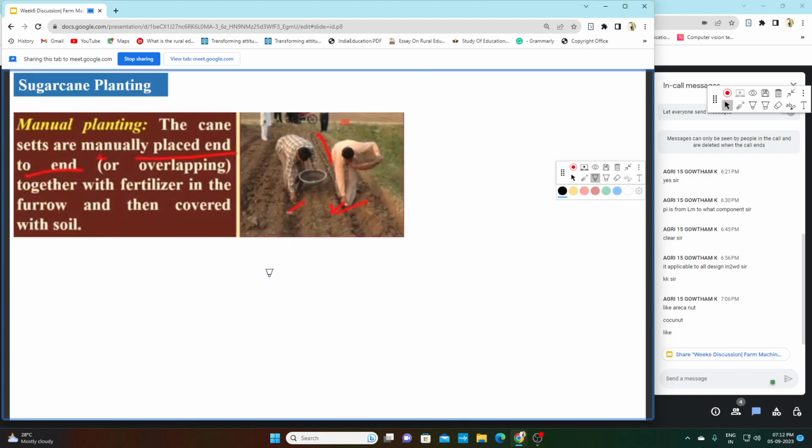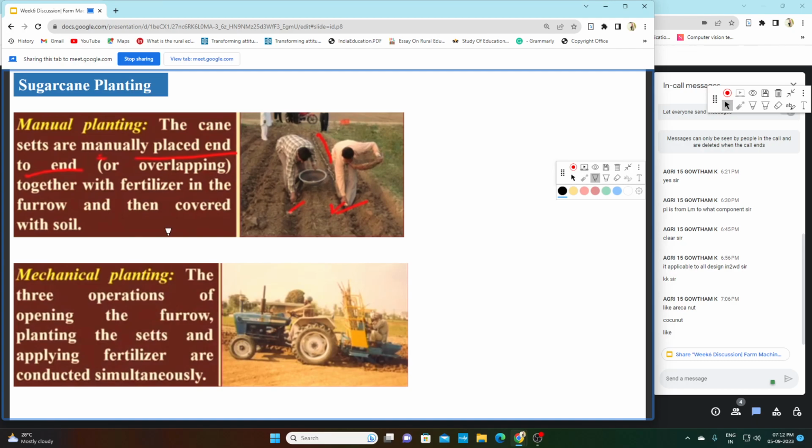Now we will quickly move on to sugarcane planting. We do sugarcane planting by two types of power: manual power and mechanical power. In manual planting, how are we cultivating sugarcane? We are sowing not seed, we are sowing the canes of sugarcane.